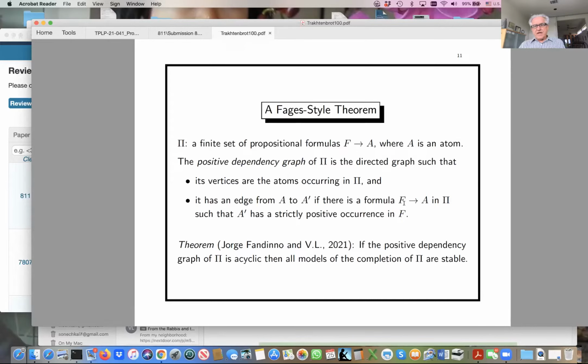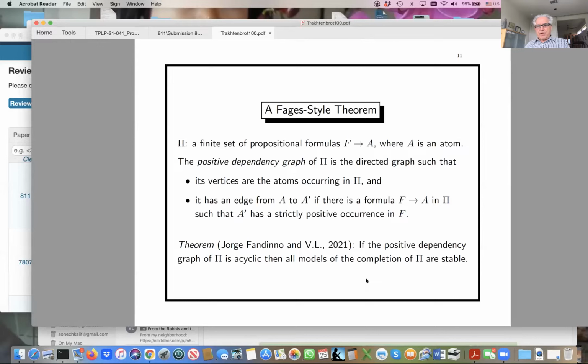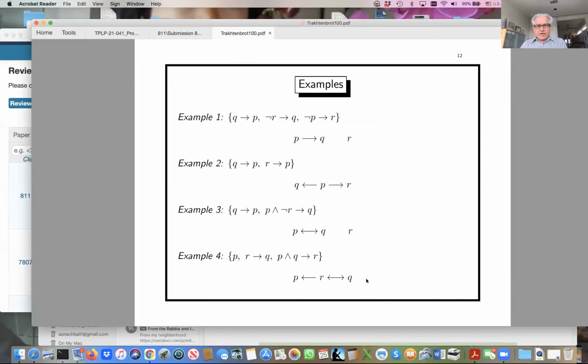So this is a little stronger than the definition of being positive. A positive occurrence is an occurrence that occurs within an even number of negations or antecedents of implications. Here we want this number to be zero, strictly positive. And for every such A', you include an edge from A to A'. The sufficient condition given by this theorem is that this positive dependency graph is acyclic. If it's acyclic, then not only stable models are models of completion, but also the other way around, models of completion are stable.